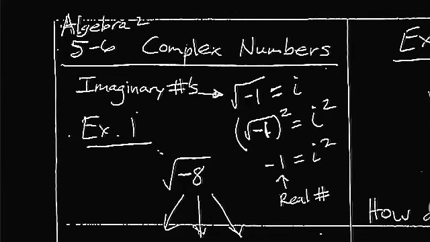So 5-6 is about a new group of numbers in the universe which you've not really talked about, called the complex numbers. Well, you've talked about half of them, but you haven't talked about the other half. The half that you do know about is called the real numbers. That's every number you've ever dealt with in your life. Well, there's another half to the complex numbers called the imaginary numbers.